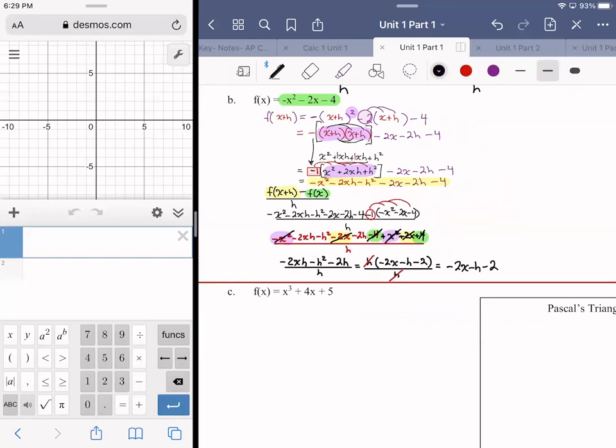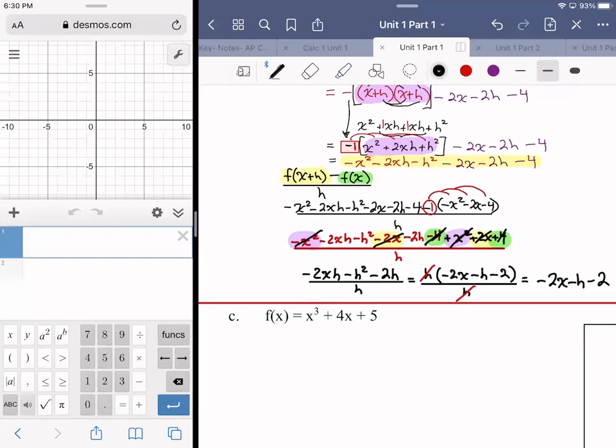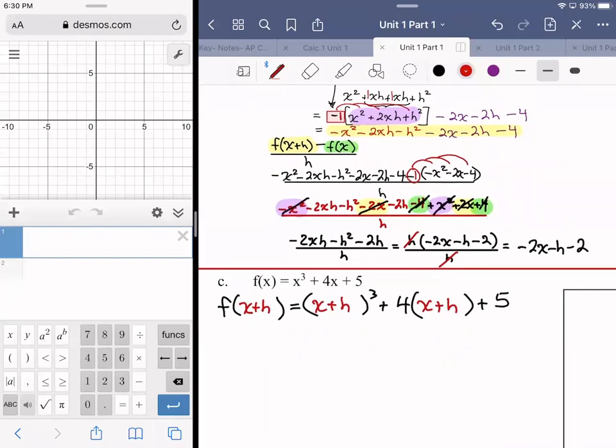We could start this problem off the same way we started the previous ones, with a nice f of x plus h, replacing every x in the original function with an x plus h. All I'm doing is rewriting the original function, swapping out the x for an x plus h. Now, that x plus h cubed, we would have to multiply.